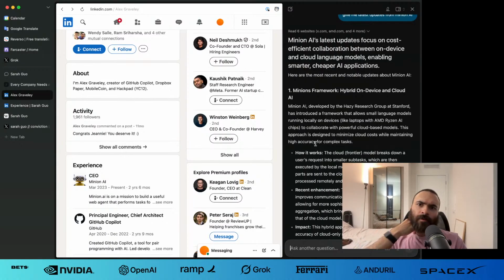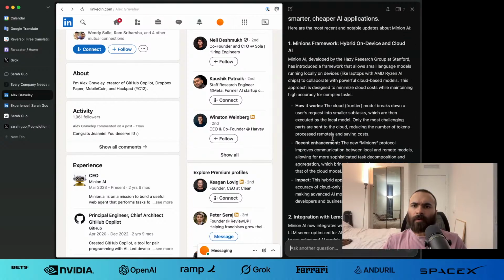Cost efficient collaboration between on-device and cloud language models, enabling smaller, cheaper AI applications. Hybrid on-device cloud AI.